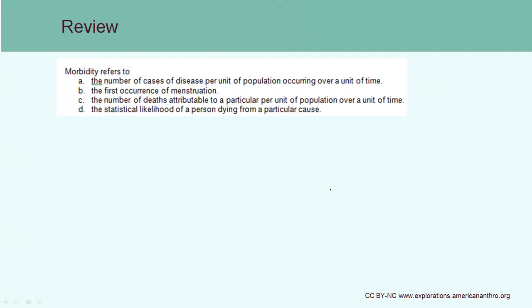Okay, here's the review question for you. Morbidity refers to which? A, the number of cases of disease per unit of population occurring over a unit of time. B, the first occurrence of menstruation. C, the number of deaths attributable to a particular disease per unit of population over a unit of time. D, the statistical likelihood of a person dying from a particular case.